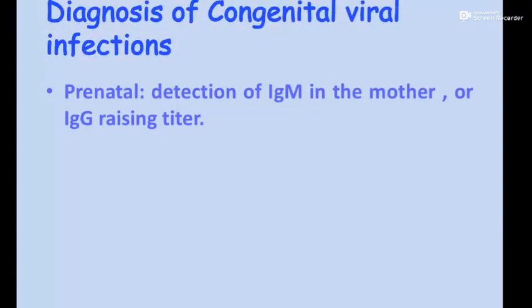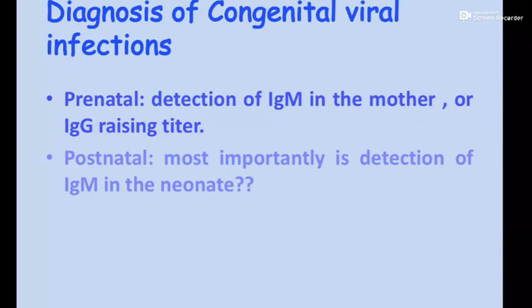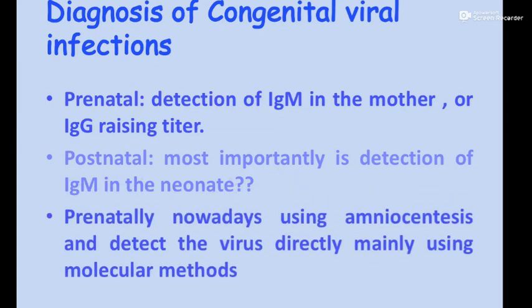How do we diagnose congenital infection? Prenatally, we can detect IgM in the mother or a rising IgG titer. Postnatally, most importantly, detection of IgM in a neonate, only the IgM and not the IgG. Why? Because IgG is transferred transplacentally from the mother to the fetus; she may have been vaccinated or had a previous infection, so IgG does not mean congenital infection. But IgM in a neonate is definitely diagnostic for congenital rubella. Prenatally, nowadays we use amniocentesis and detect the virus by PCR using molecular methods. And thank you.